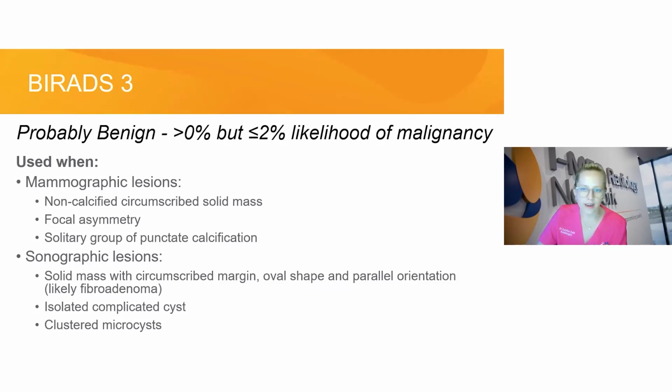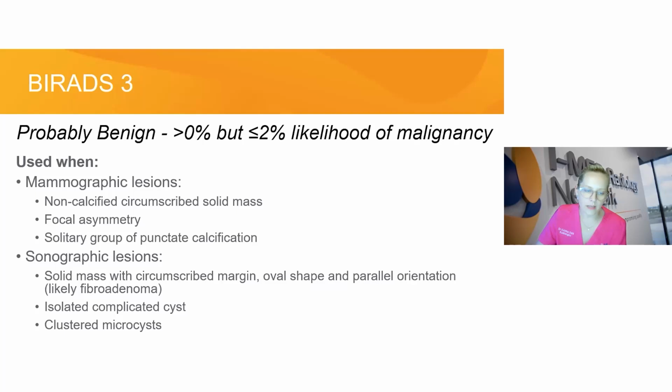It is a very narrow category to assign to a lesion, but a lot of lesions fall into this category. So it's really only for these well-defined masses on mammography, a focal asymmetry with benign features, categorically benign looking parenchyma, or a solitary group of punctate calcifications. So no suspicious features, but it's just the only calcification you can see in the breast, and we don't have anything else to marry it up with.